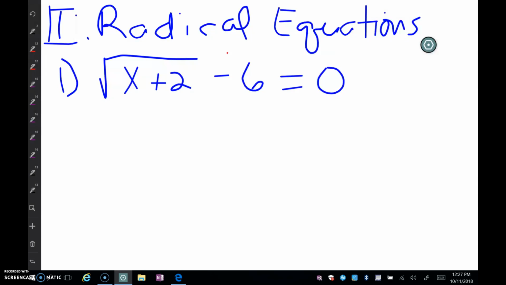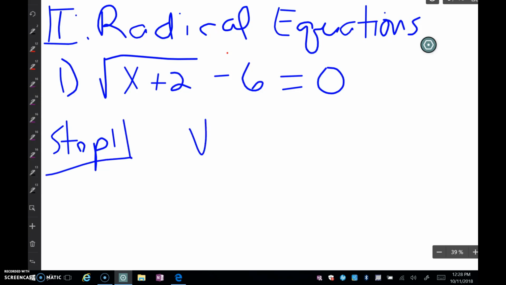My second type of equation, this is also in section 3.4, are the equations that involve radicals. So here's my first example. If you have a radical in the equation, what you want to do is get the radical by itself. So the first step is to bring over that minus 6. So we're going to bring that over.